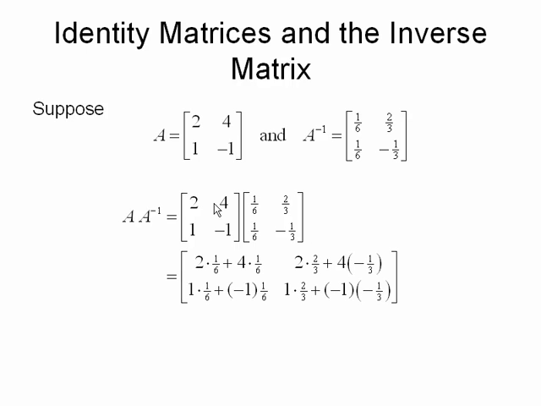I take the first row times the first column, so 2 times 1/6 plus 4 times 1/6, and that goes in the first row, first column of the result. I take the second row times the first column, so 1 times 1/6 plus negative 1 times 1/6. I take the first row times the second column, 2 times 2/3 plus 4 times negative 1/3. And I take the second row, second column, which is 1 times 2/3 plus negative 1 times negative 1/3. And that all goes in my first matrix.